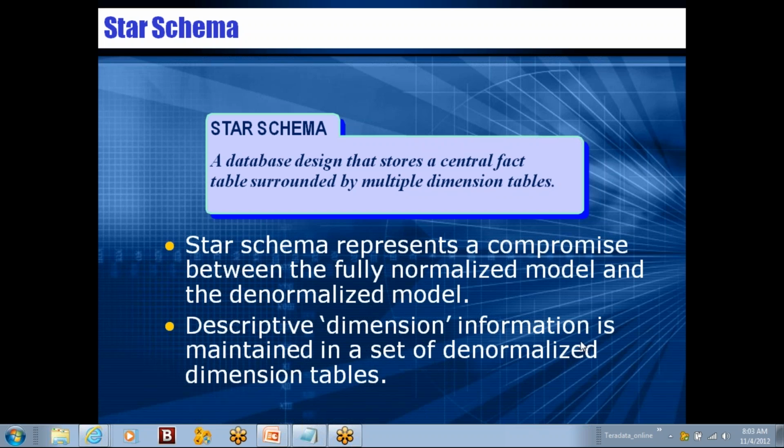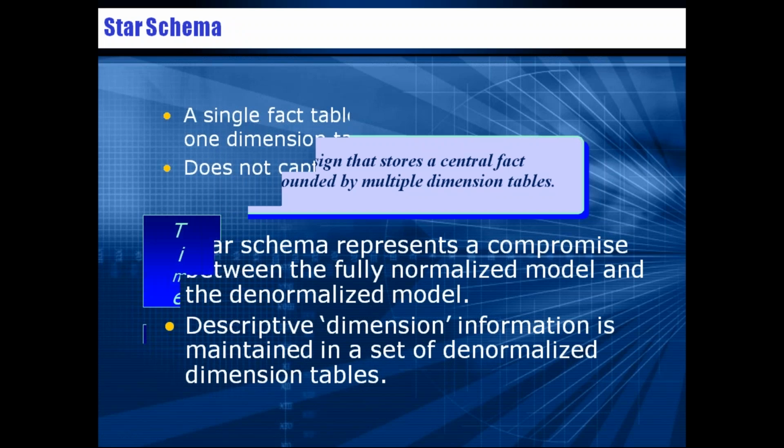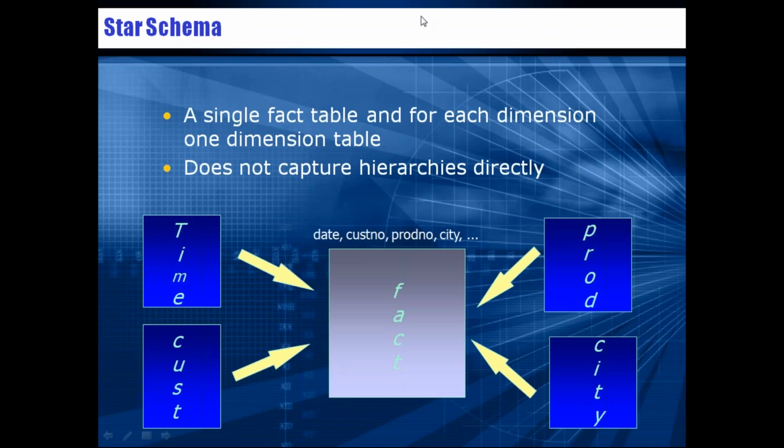So descriptive dimension information is maintained in a set of denormalized dimension tables. That means they are not split into smaller tables, but maintained as a single table. Okay, so this is the star schema.